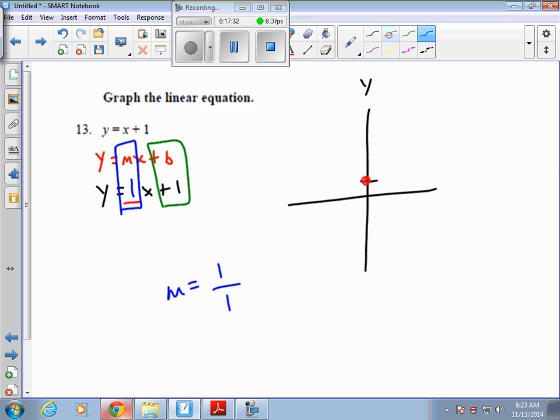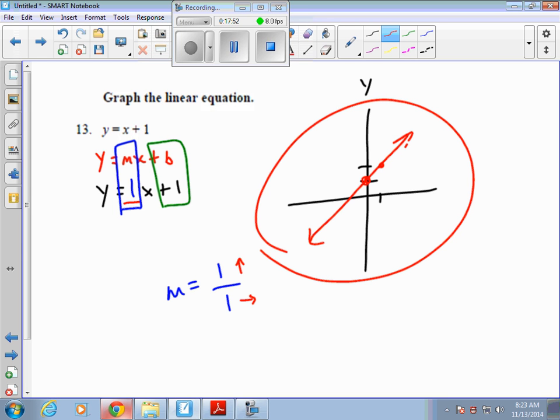Slopes tell you to either rise, go up or down, rise first. So this one's positive 1, says go up 1, over run, positive 1, go to the right 1. So go up 1 more and to the right 1 more, and there's your graph for y equals x plus 1.